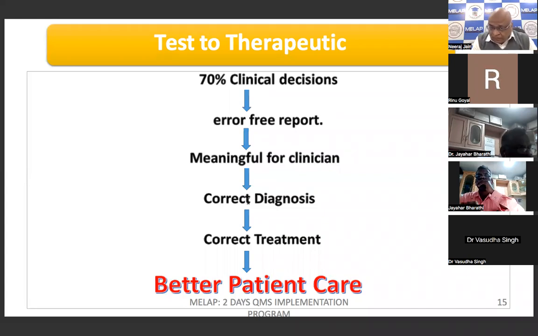See, 70% of clinical decisions are based on our report, which shall be error-free and meaningful for the clinician, so that they can make a correct diagnosis, correct treatment can be given to the patient, and ultimately the patient is receiving better care and we are contributing to that better care.